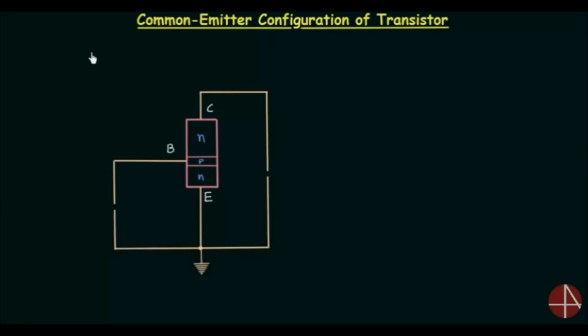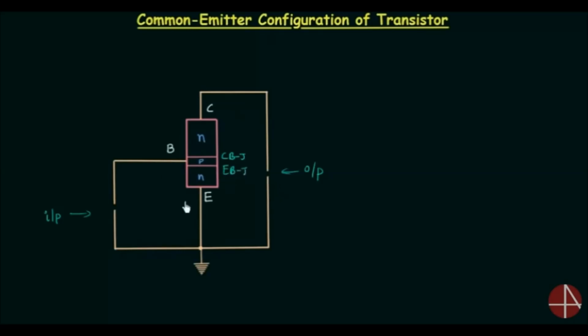In the last few lectures we completed common base configuration of transistor. In this lecture I will explain common emitter configuration of transistor. In common emitter configuration, emitter is common to the input side and to the output side. This side is input side and this side is output side. We are using NPN transistor, and this junction here is collector base junction, and this junction is emitter base junction.